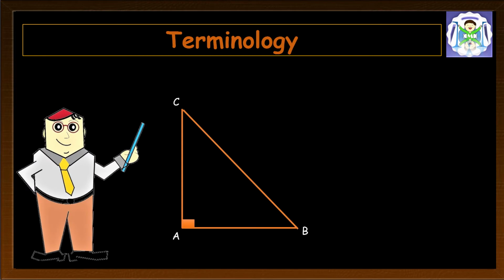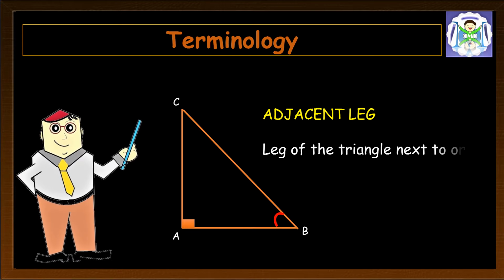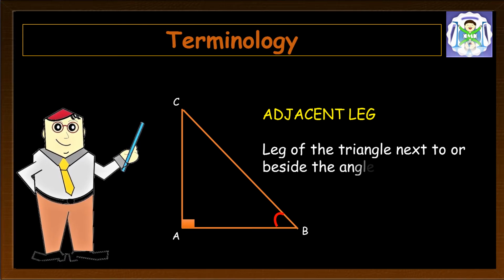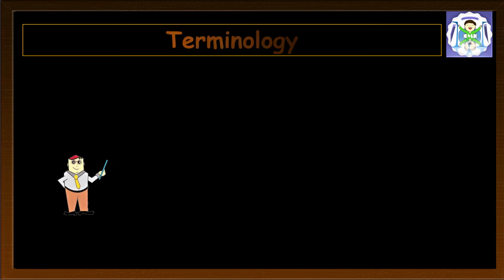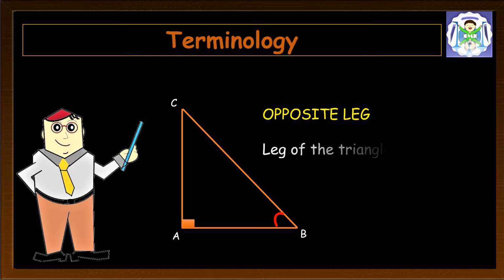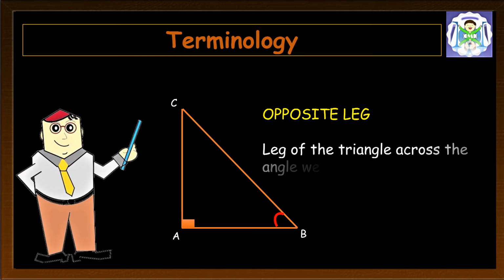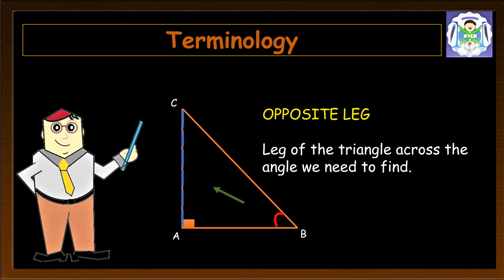Second is the adjacent leg. Adjacent means beside. So the adjacent leg is the leg of a triangle which is next to or beside the angle which we need to find. The third is the opposite leg. It is a leg which is across from the angle which we need to find.